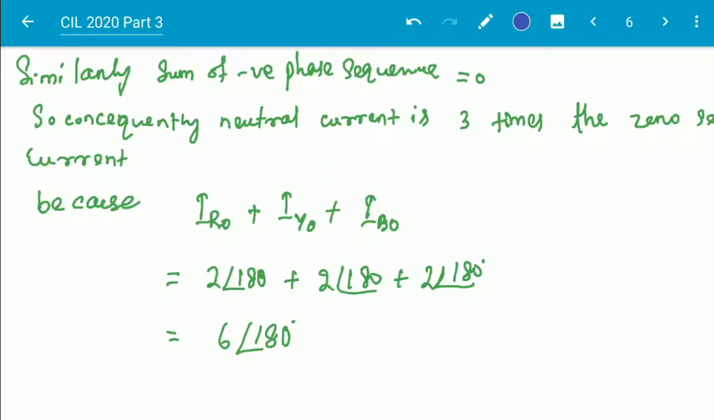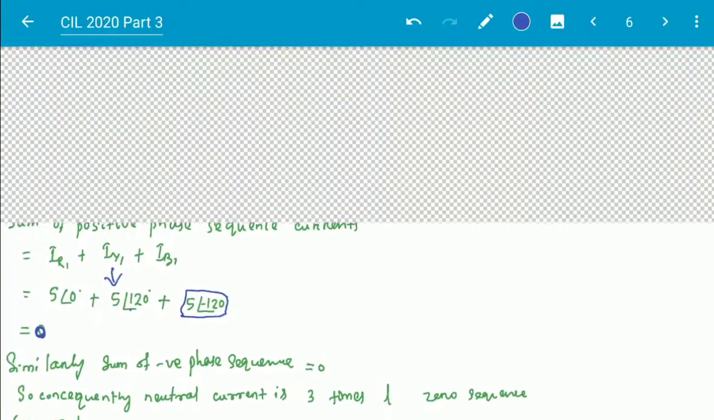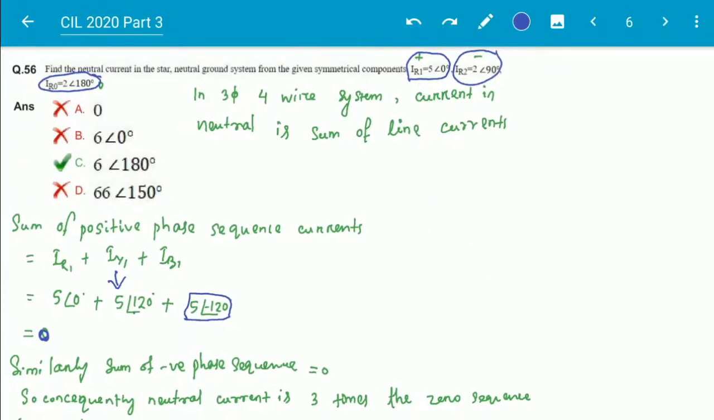Zero sequence current IR0 is given as 2 angle 180, and zero sequence currents are always in phase. Hence R, Y and B will be added, and as all are the same, we can say 3IR0, which is 3 into 2 angle 180, which comes to 6 angle 180. This is a very simple problem, and option number C is the correct answer.